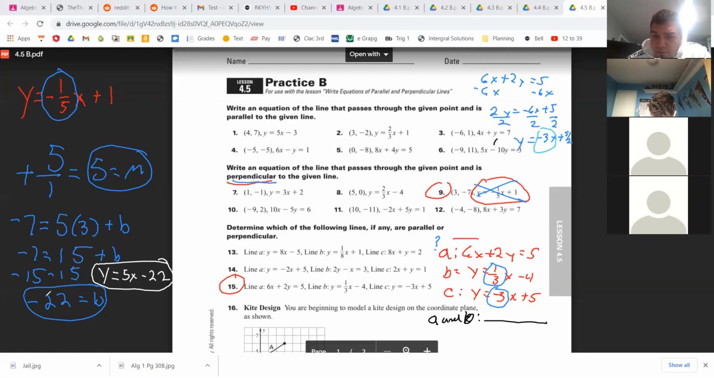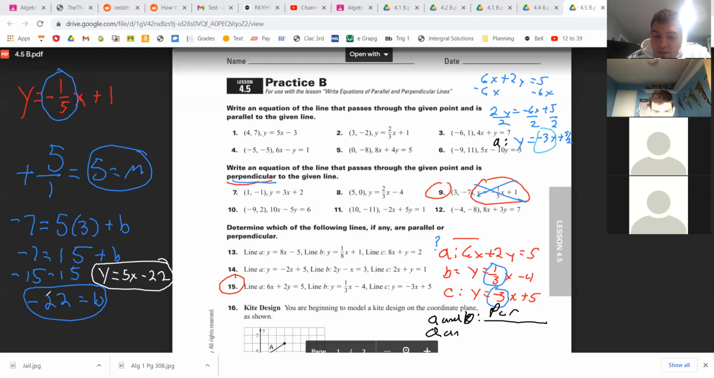The A slope is -3. The B slope is positive 1/3. Is that a flip and switch situation? It is, because I flipped -3 to 1/3 and I switched -1/3 into a positive 1/3. So that is a flip and a switch. Because it's a flip and a switch, it is perpendicular.